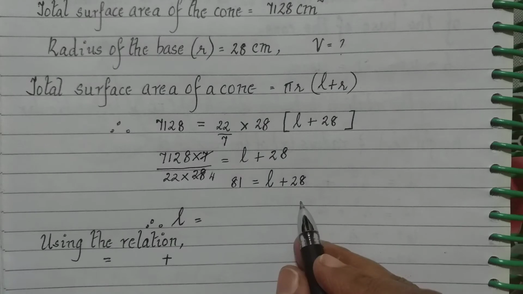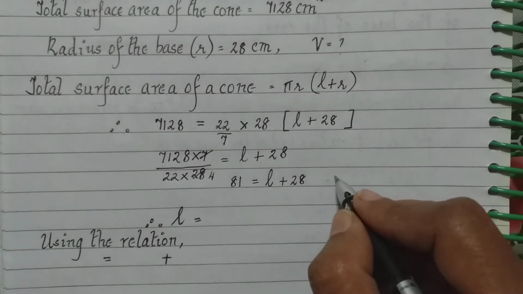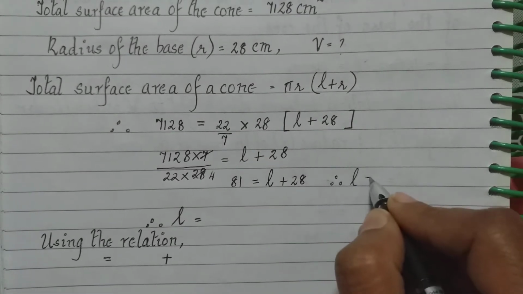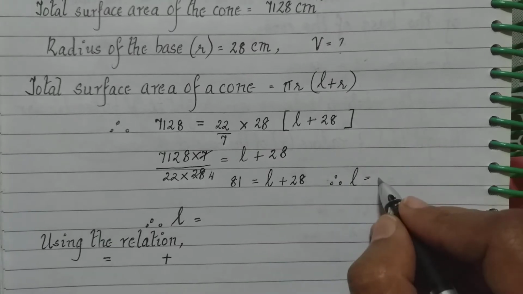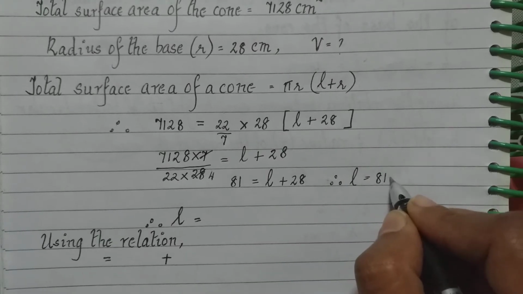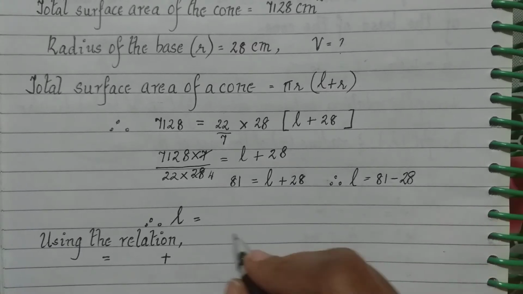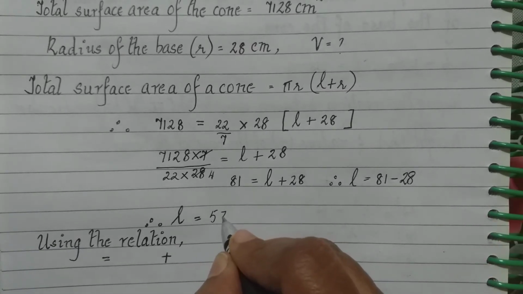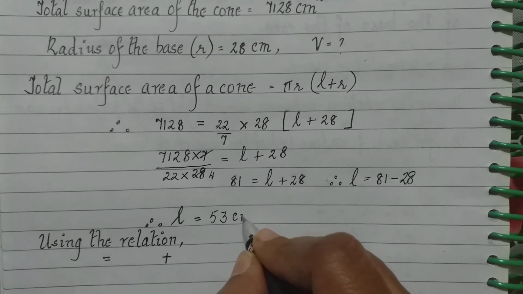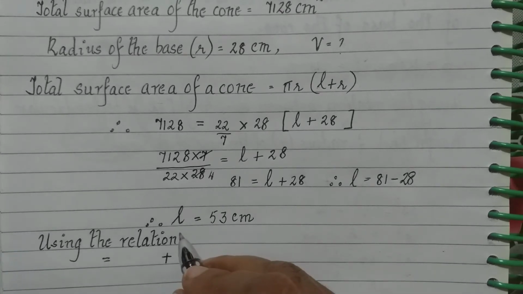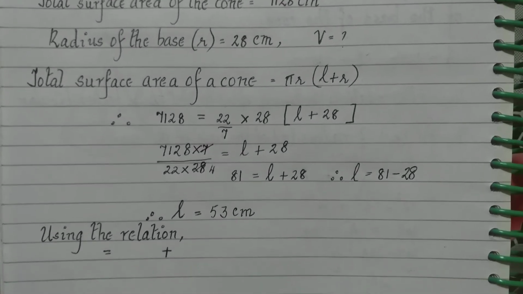Now if 81 is equal to L plus 28, how do we find out what is L? Take 28 to the other side. 81 minus 28. And 81 minus 28 is 53. Therefore L is equal to 53 centimeter. What is L? L is the slant height.